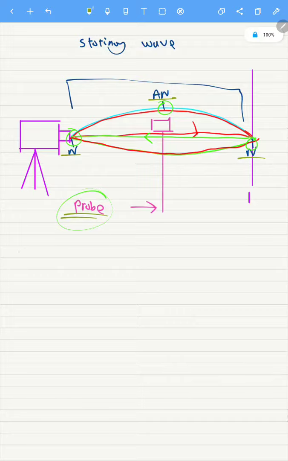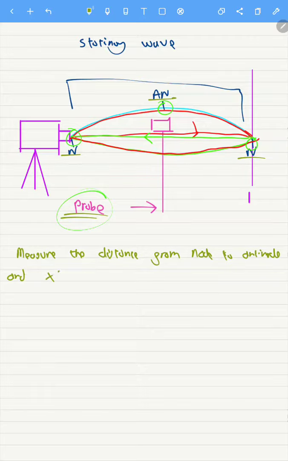And then what you can do is you can measure the distance from node to antinode and times 4. Oh no. Because it's a quarter of a wavelength. But this here, this is going to look like a madness after I'm done. To here is actually a quarter of a wavelength.